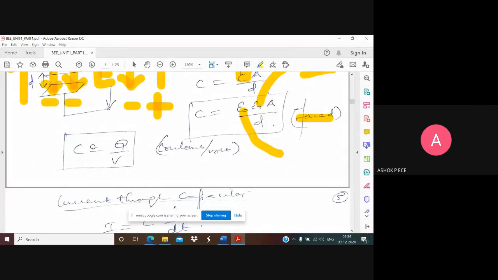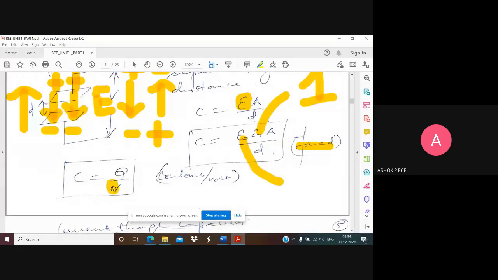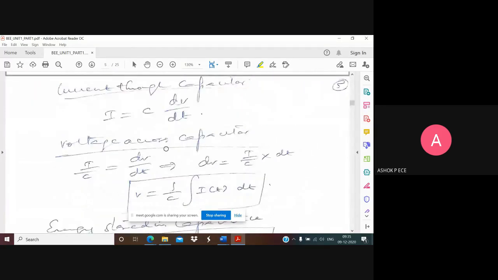And another formula for C is C is equal to Q by V. So how much voltage you give and how much charge is produced across the plates. So capacitance is going to be Q by V. And unit for Q, you know it is coulomb. Unit for voltage, you know it is volt. So another unit for capacitance is coulomb by volt. It is also equivalent to farad. Okay. And these two formulas you have to remember.